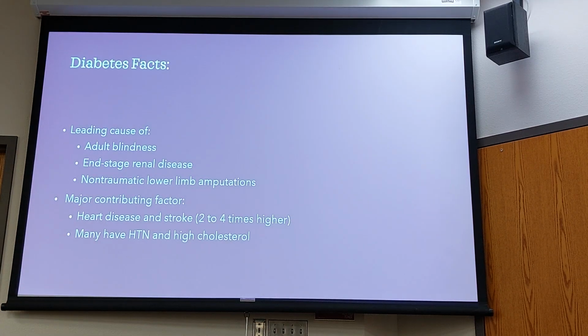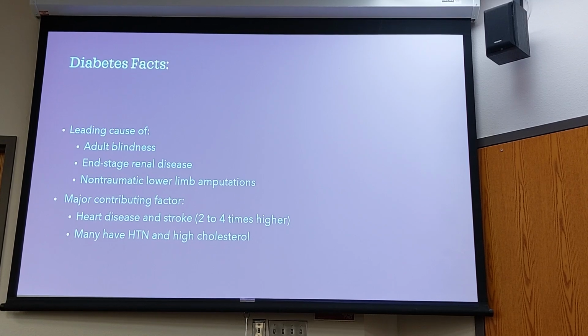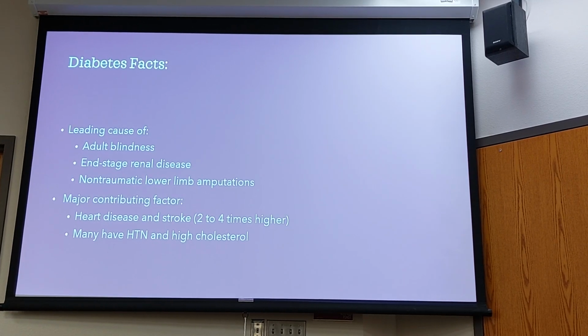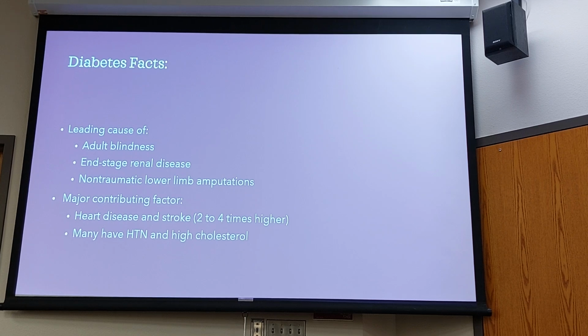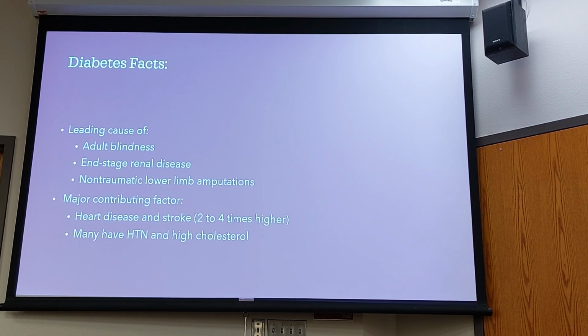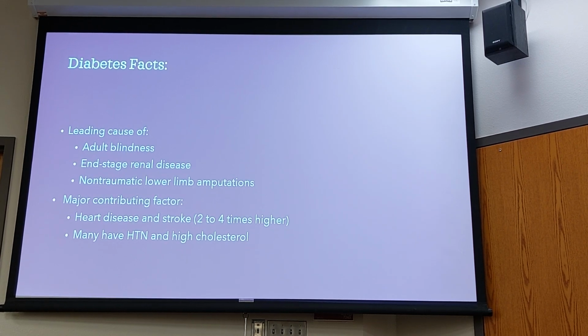Big deal. It's a leading cause of adult blindness, leading cause of end-stage renal disease. Maybe you work on a nephrology unit or had a clinical in nephrology. Are they all diabetics, pretty much? A good portion of them. Non-traumatic lower limb amputations, so meaning it wasn't a vehicle accident or some kind of explosion. Most of our limb amputations are primarily from diabetes. Some are from other causes, like pediatric cancers or things like that. Major contributing factor to heart disease, stroke, hypertension, high cholesterol, and you'll understand why pretty shortly here.